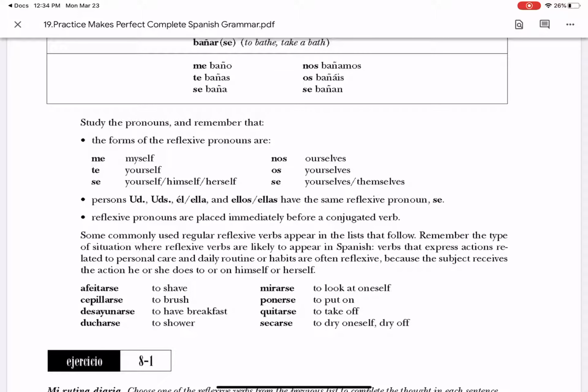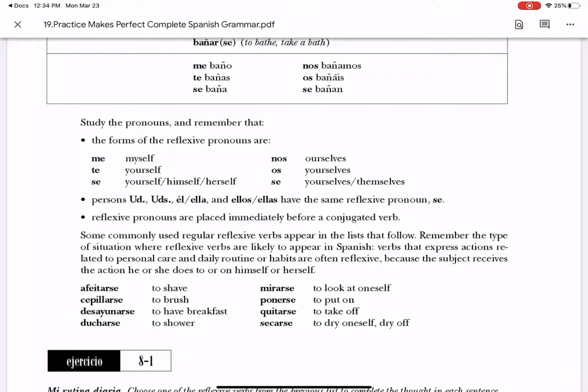For nosotros or we, it's "nos bañamos." And then remember, we skip the next one because that's vosotros, and that's what's used in Spain, and we don't use that one. So then we have the next one, which is for ellos or ellas, which is they, and ustedes, which is you all or y'all, and it is "se bañan." So if you'll notice, it's exactly the same as the he, she, and the formal you. So really, you only have 4 pronouns that you need to memorize for reflexives. So me, te, se, and nos.